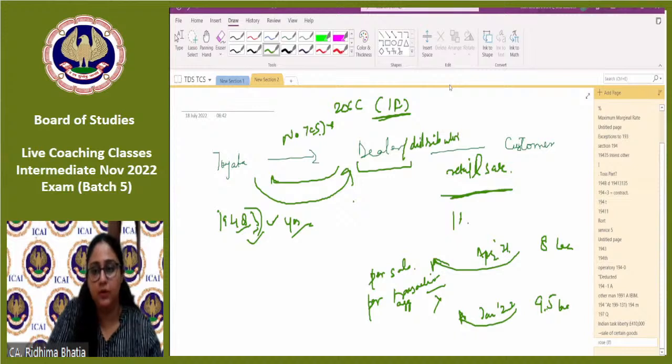Chalo, great. Now let's proceed to another section, 206C, subsection 1G.